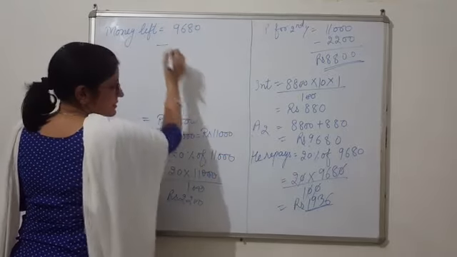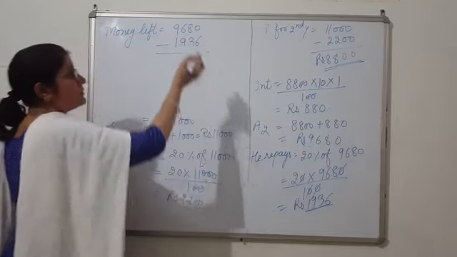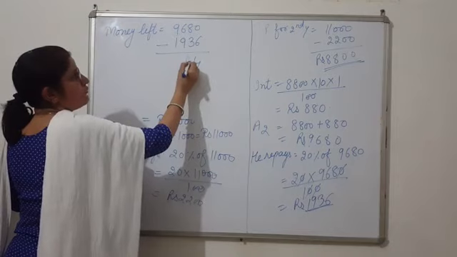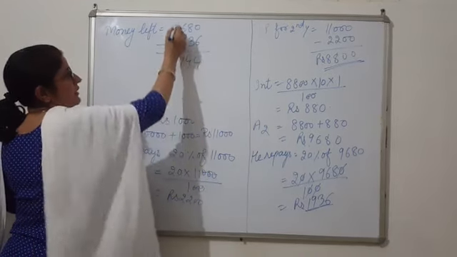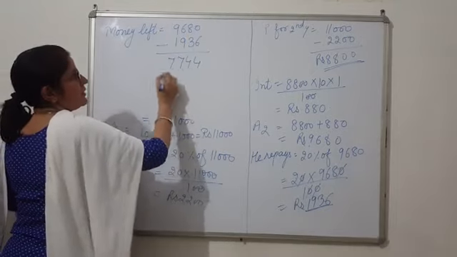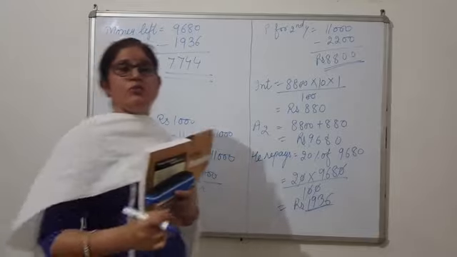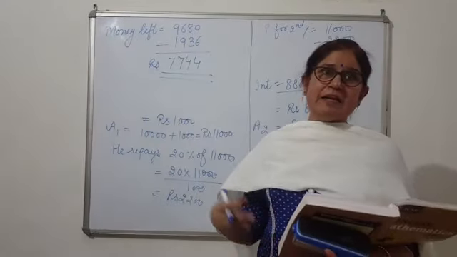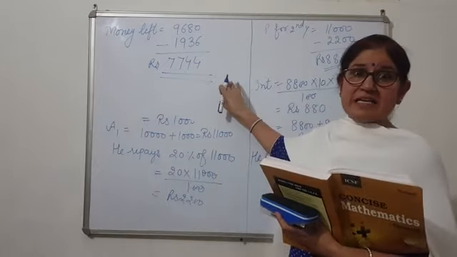9,680 minus 1,936. We subtract it. 10 minus 6, 4. 7 minus 3, 4. Here 16 minus 9, 7. 8 minus 1, 7. Means at the end, or after 2 years, he has to give rupees 7,744 to clear the amount. So like this, solve all the exercise. Thank you.